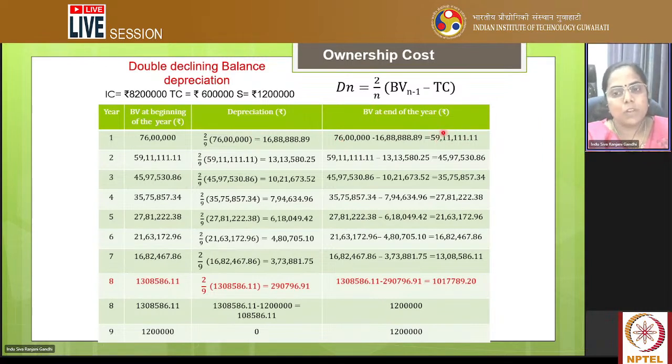Book value at the end of the first year is the same as book value at the beginning of your second year, obviously. The same way you calculate: book value at the end of the second year is nothing but the book value at the beginning of the year, 59 lakh 11,000, minus the depreciation, 13 lakh 13,000. That gives you the book value at the end of the second year. So this is how you have to keep on calculating the book value for every year of the machine.